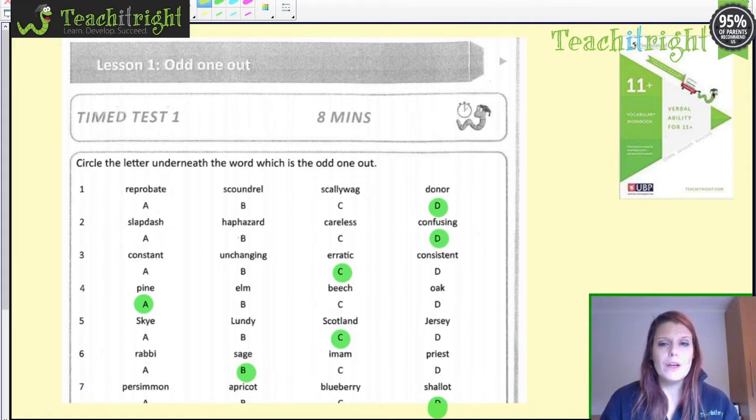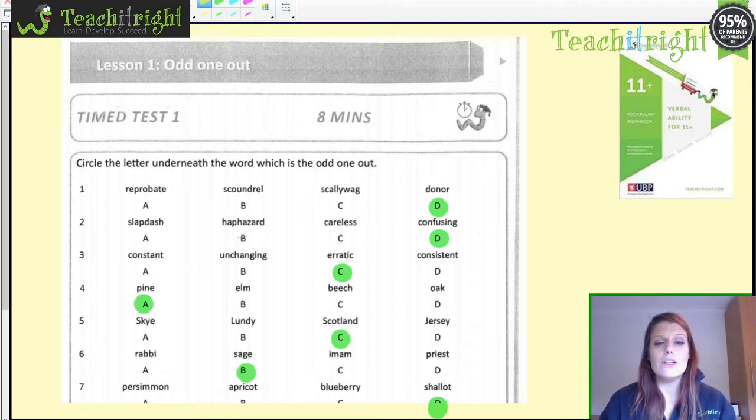Number two, it's confusing because the others are all synonyms for being careless. And number four is erratic. That means all over the place, whereas the others are stable and unchanging. Number four, they're all trees, but a pine tree is an evergreen tree, and elm, beech, and oak are all deciduous trees. So they lose their leaves in winter and grow them again in spring.